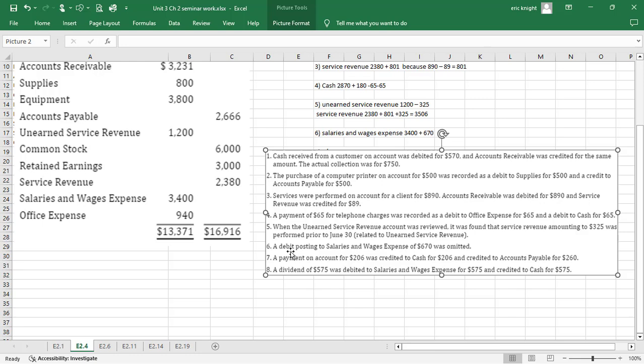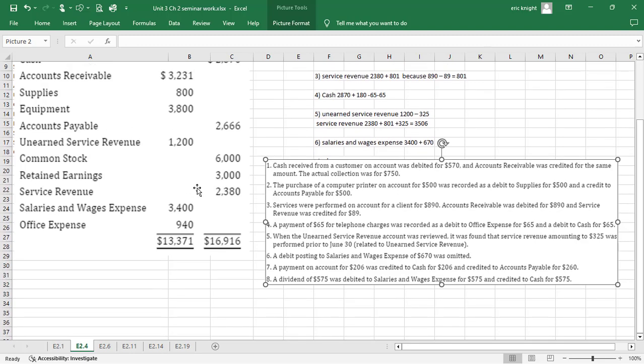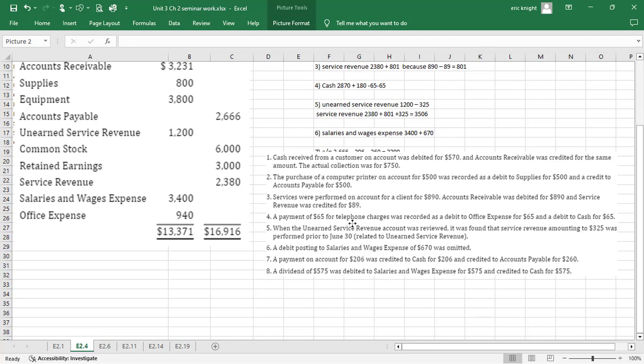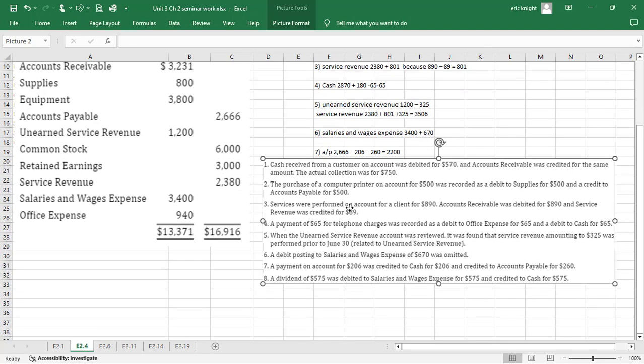Under number 6, we forgot to debit the salaries and wages for $670. So we need to go back to salaries and wages and debit it and increase it by another $670. And then almost finally, we get to number 7.